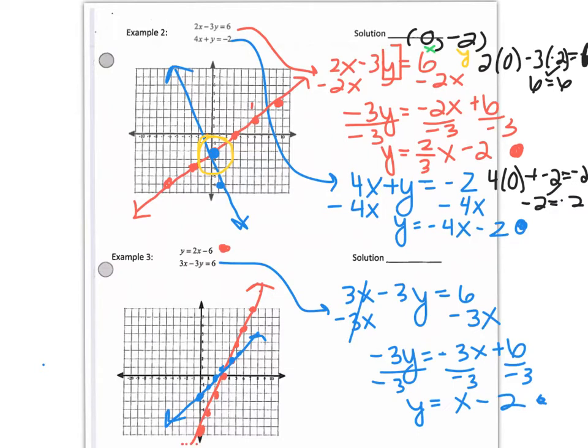And I see that the two lines cross at the point 4, comma 2. So my solution is 4, 2. And again, I could check that by plugging it in for x and y in both equations, and I should end up with a true statement.